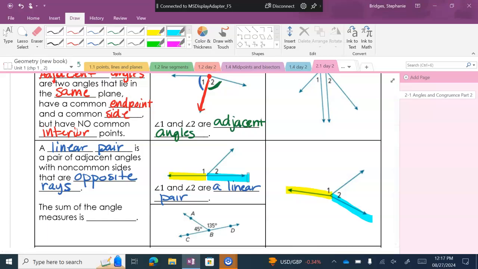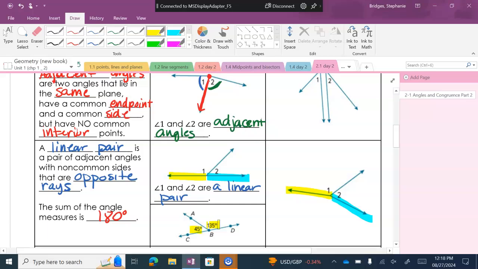And then to fill that bottom part in, the sum of the angle measures of the two linear pairs is always going to be 180. And then they just gave you an example here. If that's 45, then that would have to be 135 in order to give me a total of 180. You're going to use that information a lot. And so don't ever forget that a linear pair is always 180 degrees.